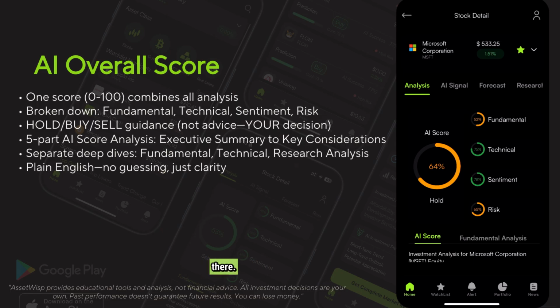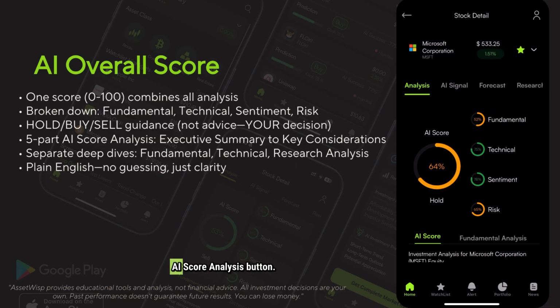But it doesn't stop there. Look at how we break this down for you: fundamental score, technical score, sentiment score, and risk score. Each one analyzed separately so you can see exactly what's driving that overall 64%. Maybe the fundamentals are weak at 52%, but the technical momentum is strong at 75%. That context matters, and we show you all of it.